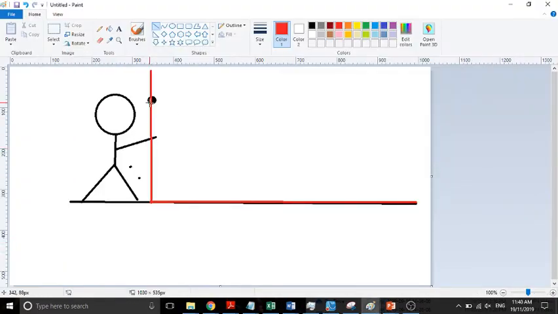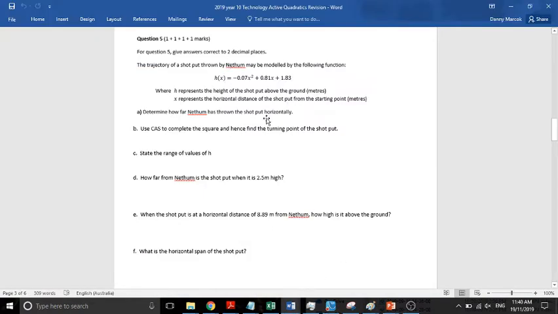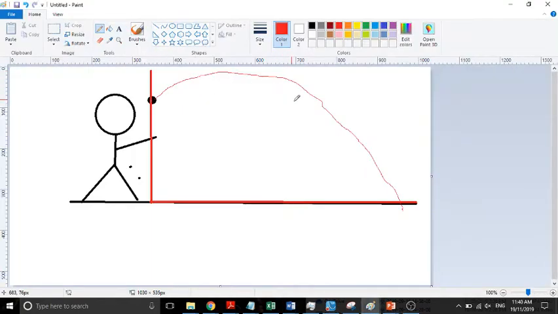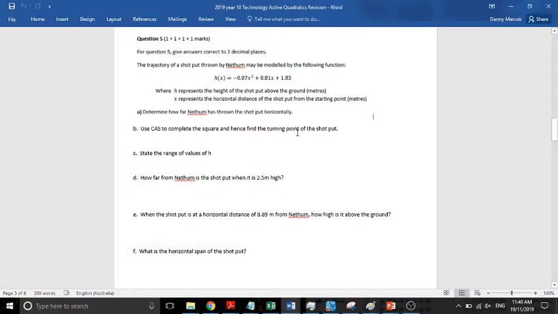Here's Nitham, here's the shot put, and we know that our shot put is going to go up, and it's going to come down, and it's going to crash. It doesn't have to be perfect or exact, but that's what's happening, and this function models this. So let's have a look at some stuff.